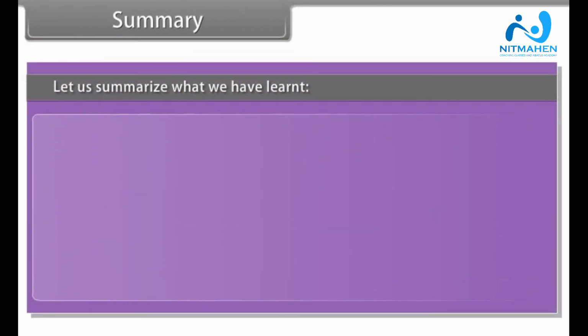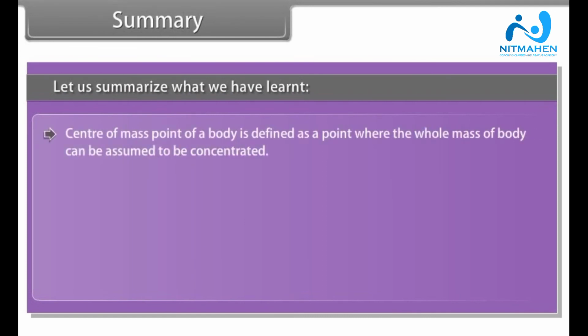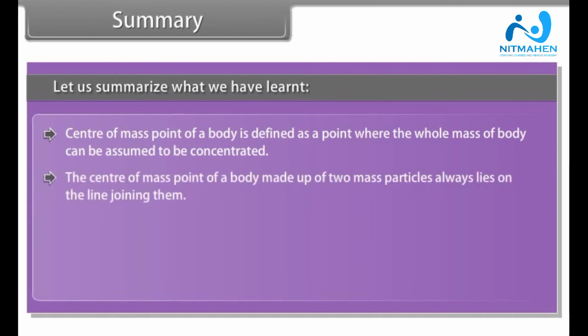Summary. Let us summarize what we have learnt. The center of mass point of a body is defined as a point where the whole mass of the body can be assumed to be concentrated. The center of mass point of a body made up of two mass particles always lies on the line joining them.